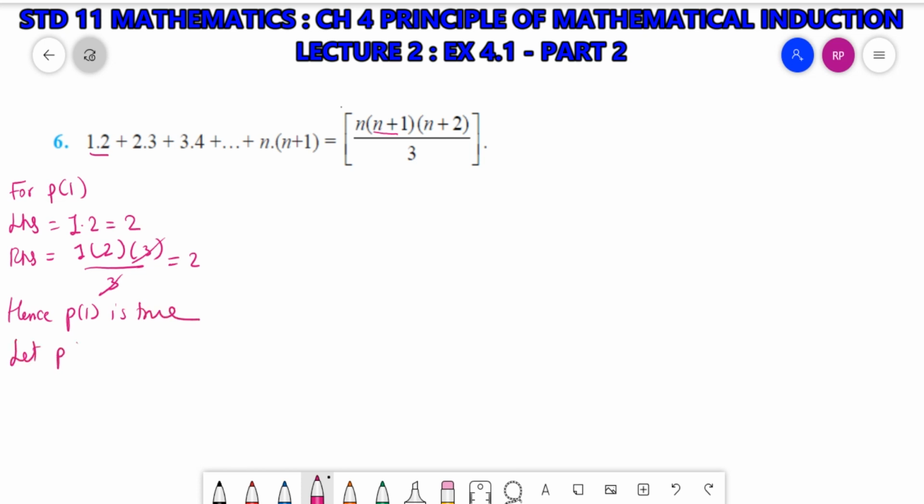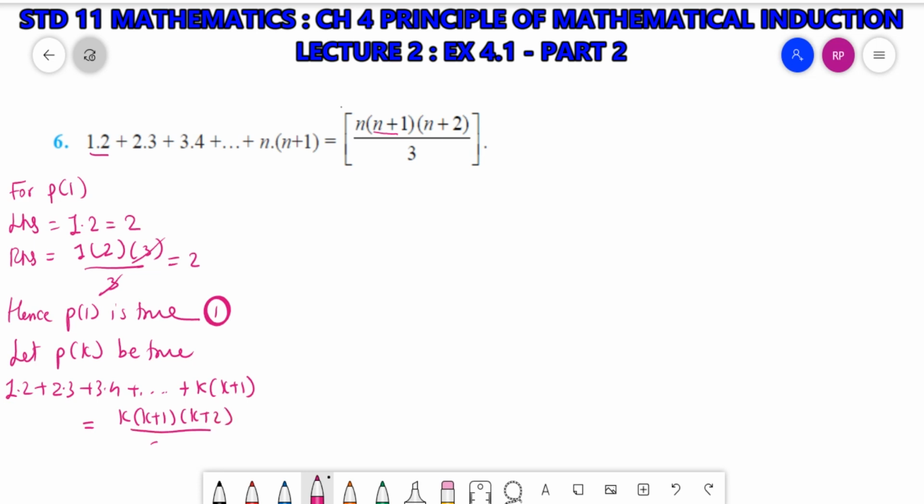Now let P of k be true. This is our second step. Okay, so what does that mean? 1 into 2 plus 2 into 3 plus 3 into 4 up to k into k plus 1, that is equal to k plus 1, k plus 2 upon 3. Okay, now this is number 2.